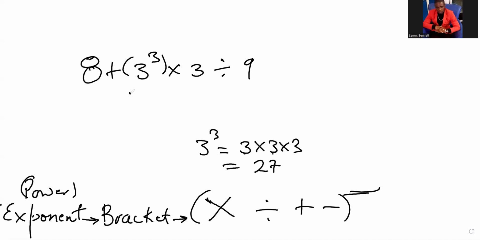Let me just go a little bit slower. So this is 27 now, right? We still have to carry over all of these operations that we did not use. We did not multiply, just the exponent we did. We did not divide by 9, and we also did not add. So you look at it now and you say, which operation comes next?